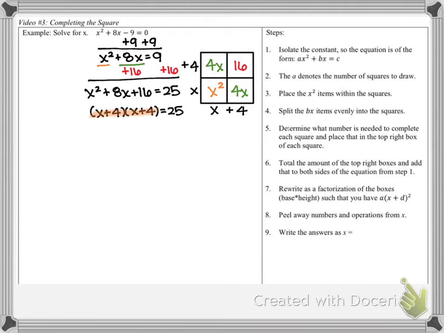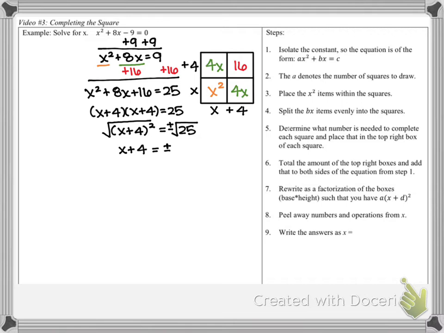Now, if you inspect this x plus 4 times x plus 4, this is technically a square. Since those are the same, we can rewrite it as x plus 4 squared is equal to 25. We are still trying to solve for x, so we are going to start peeling the items away from the x itself. The first one that's going to have to go is the squared, so we're going to square root. Remember that whenever you square root, you technically get two answers, so make sure that you take your plus or minus with you. The square and the square root cancel, and the parentheses are no longer necessary.